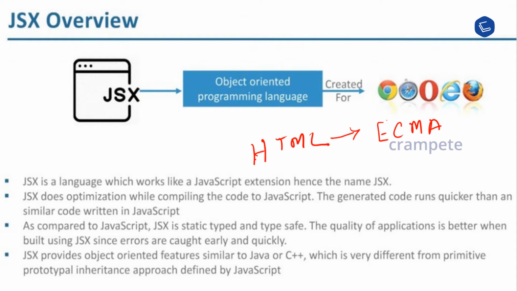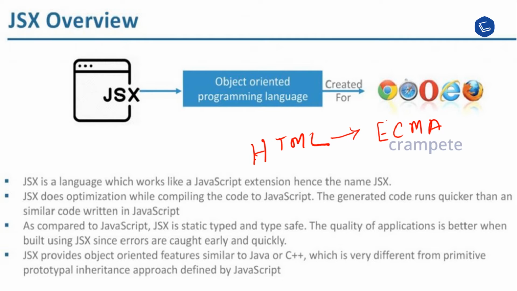JSX is a preprocessor step that adds XML syntax to JavaScript. You can definitely use React without JSX, but JSX makes React a lot more elegant and it is the recommended way. React uses JSX for templating instead of regular JavaScript. It is faster because it performs optimization while compiling code to JavaScript.